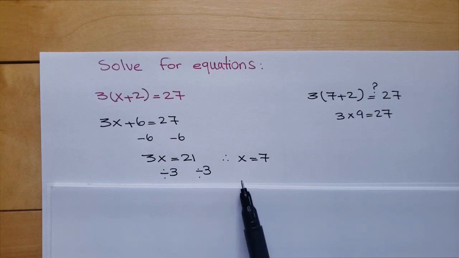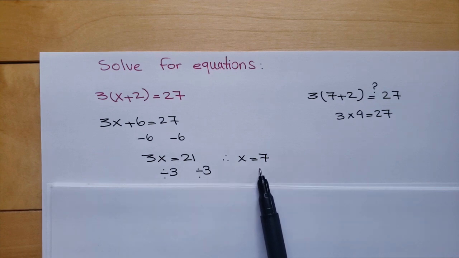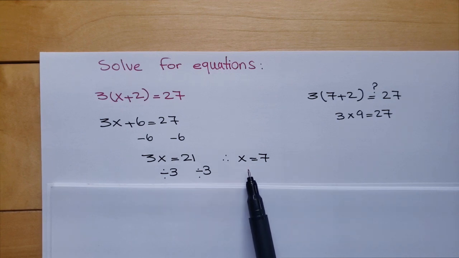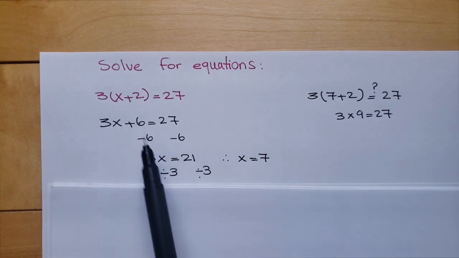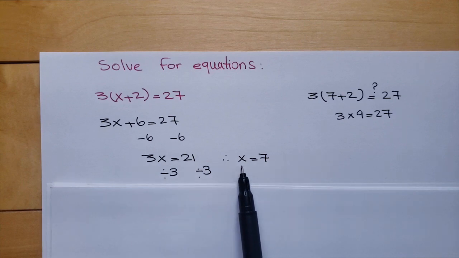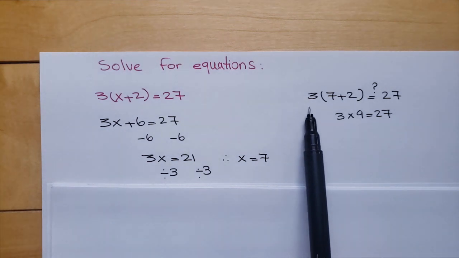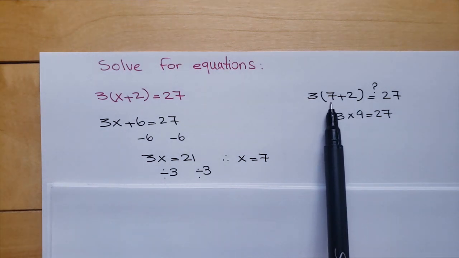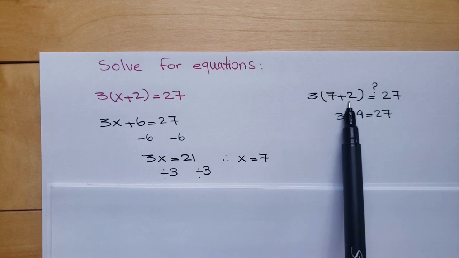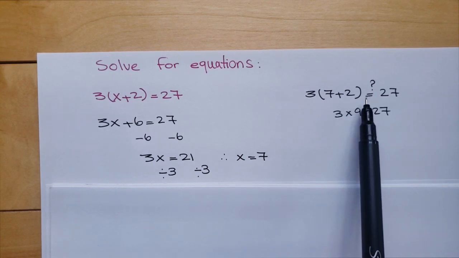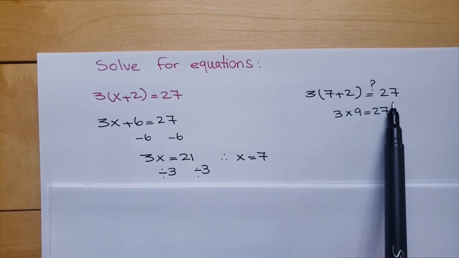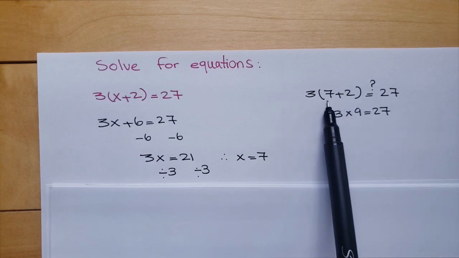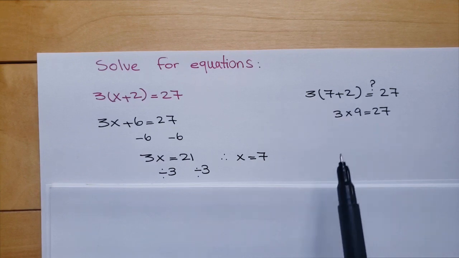Okay, so here the root is x equals 7. That means x equals 7 is a root which will satisfy the equation. So let's go back, substitute the x, and make sure we got the right answer. So 3 times, instead of x, I substituted 7, plus 2, and let's see if it's equal to 27. Okay, so 3 times 9 is 27. So that means the answer is correct.